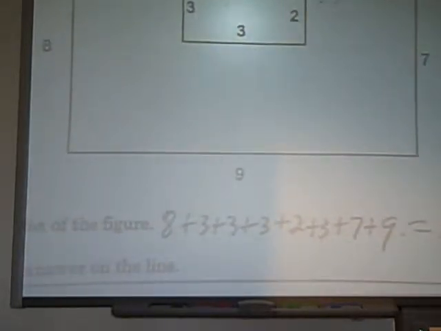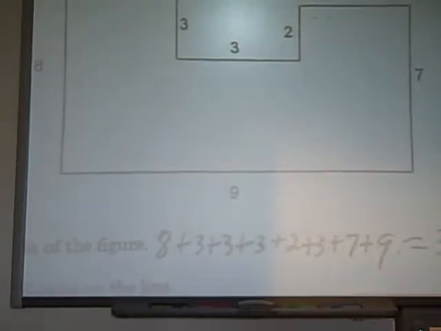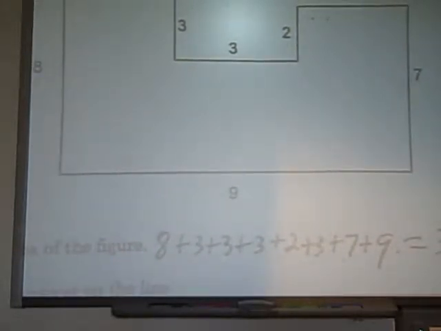But the student got 38. The correct answer for this is 60. And you can see the student has added all of these numbers and got 38. What did they do wrong? Correct answer 60. Anybody know? The question says find the area of the figure.